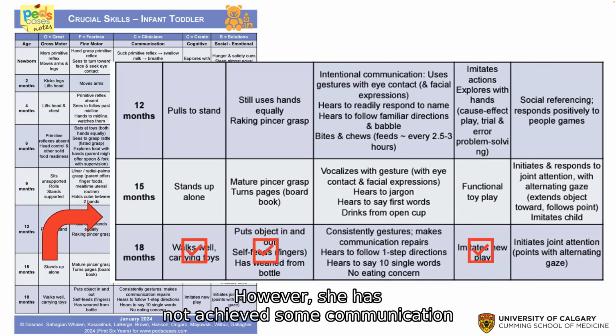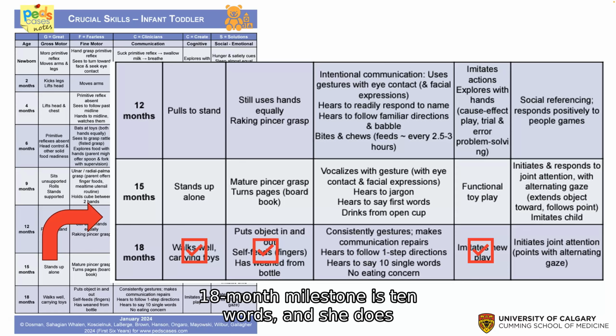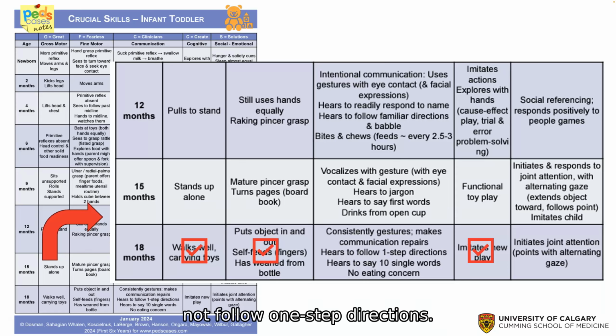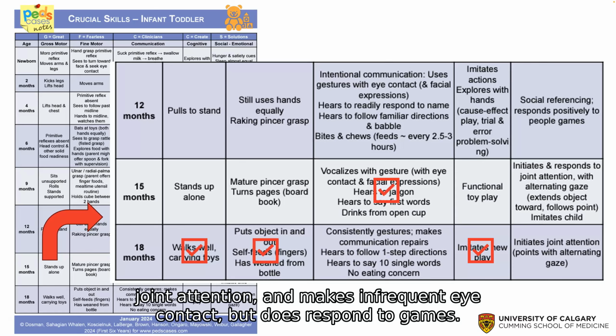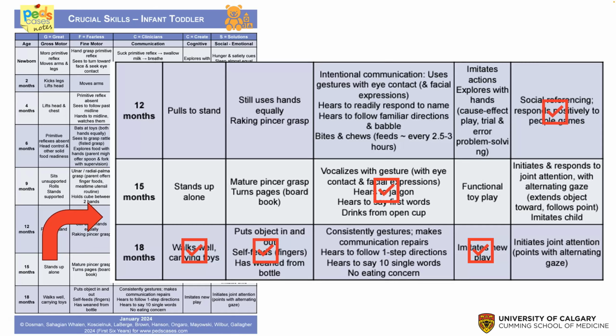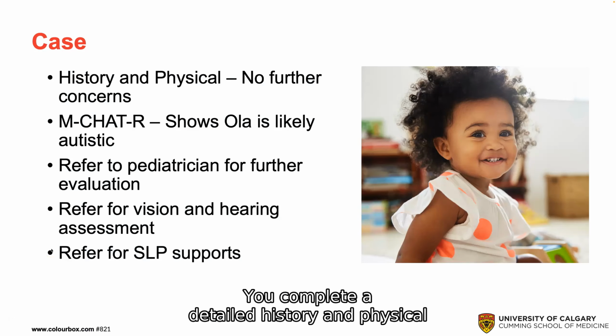However, she has not achieved some communication or social milestones. She only says 1 to 2 words, where the 18-month milestone is 10 words, and she does not follow one-step directions. She does not point to show adults things, also referred to as joint attention, and makes infrequent eye contact, but does respond to games. You complete a detailed history and physical, which does not identify any further concerns.